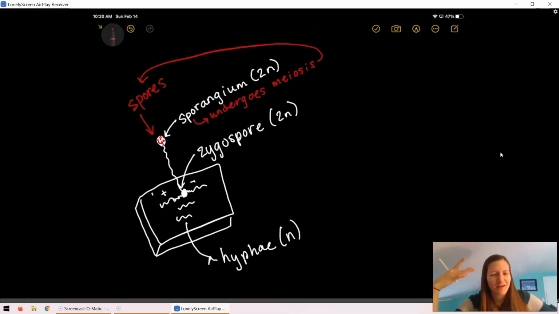Now you've got to think back to meiosis days. So really bring it back. If an organism is undergoing meiosis, or really if a cell is undergoing meiosis, what does it end up with? Does it end up with haploid cells or does it end up with diploid cells? I'm going to let you consider it for just a second. So again, when a diploid cell undergoes meiosis, what does it create?